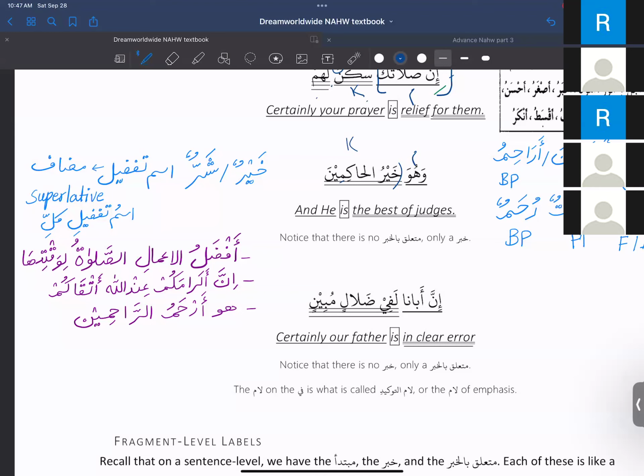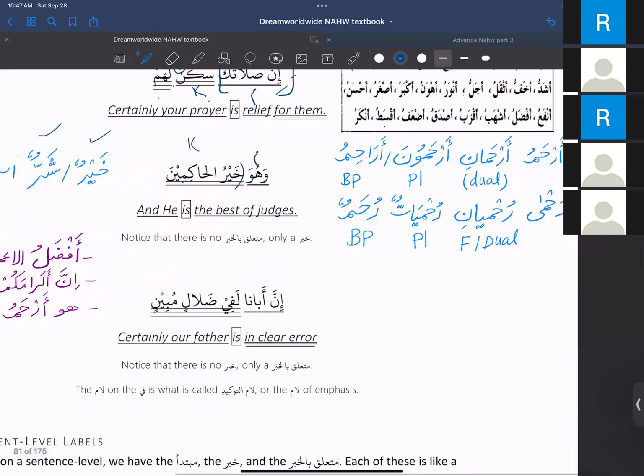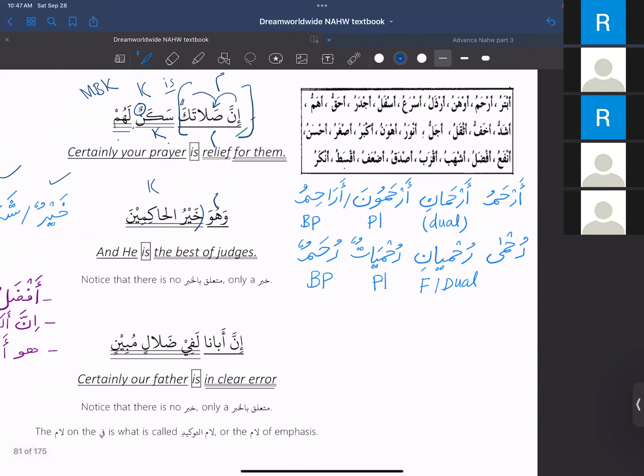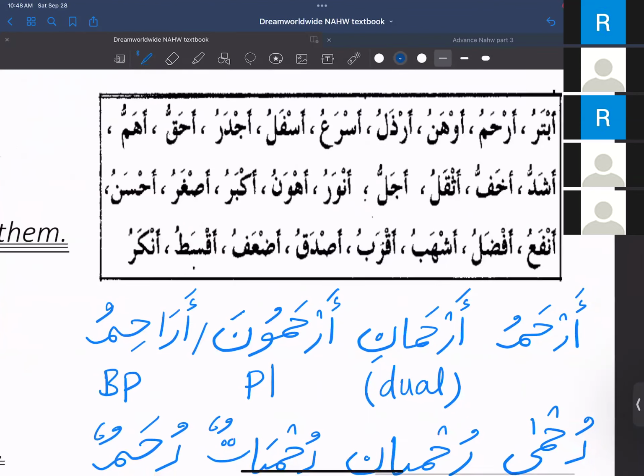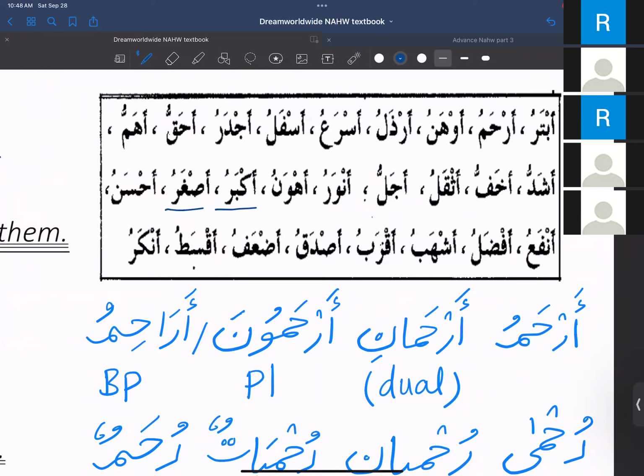So khairun and sharun, they are Ismu Tafdeel. That means they can be used as comparative or superlative degree. So now how will we know whether this is comparative or superlative? Simple and easy. First of all, this Ismu Tafdeel is always going to be on the pattern of Akbaru, we see over here, right? So Akbaru, Asgaru, Ahsanu, right?